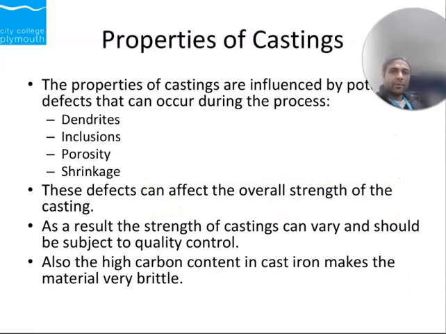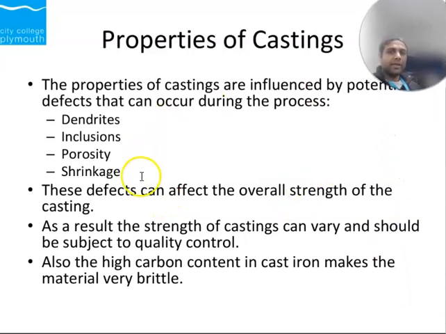Now, when we look at the properties of casting, we look at different factors that affect the properties of the casting. It's the dendrites, inclusion, porosity, and shrinkage. Dendrites are how the dendrites are formed. It causes homogenization, a different structure at the outer layer, and the strength and mechanical properties inside are going to be different. So the surface properties and the bulk properties are not the same.